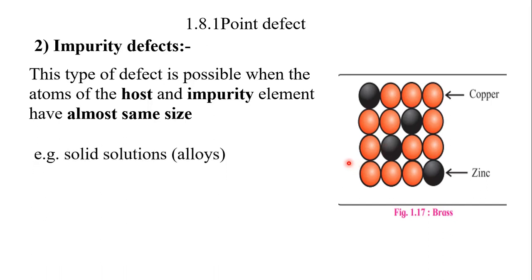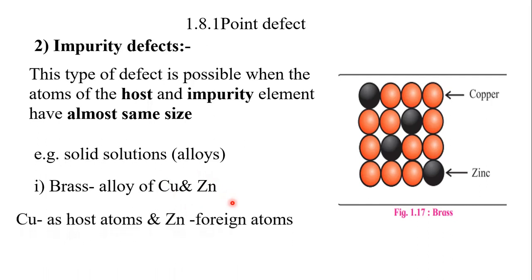For example, solid solutions. Solid solutions means those in which solute particles are in a solid state and solvent particles are also in a solid state. So here copper is a solvent particle and zinc is a solute particle. So it is an alloy, a solid solution, that is nothing but an alloy of copper and zinc, and that is known as brass. So brass is an alloy of copper and zinc.